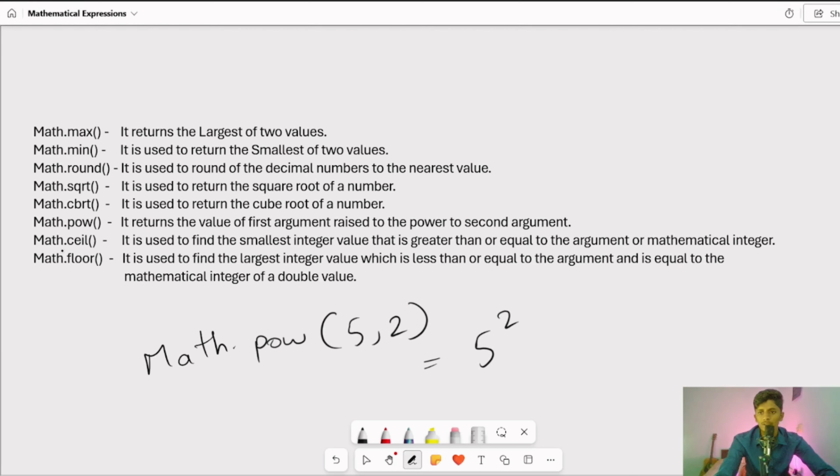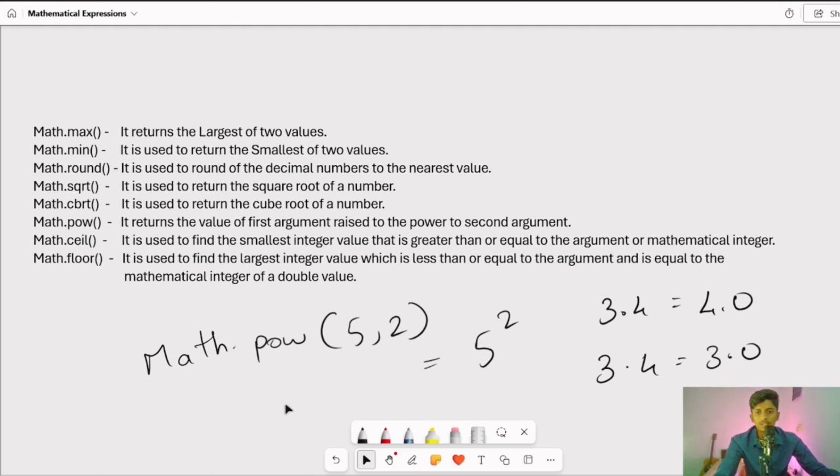Next, Math.ceil, it is used to find the smallest integer value that is greater than or equal to the argument. So for example, if you have a number like 3.4, it will be rounded off to 4.0. That is the next highest integer. Math.floor is used to find the largest value which is less than or equal to the argument. So here for example, if it is again 3.4, this will return 3.0.